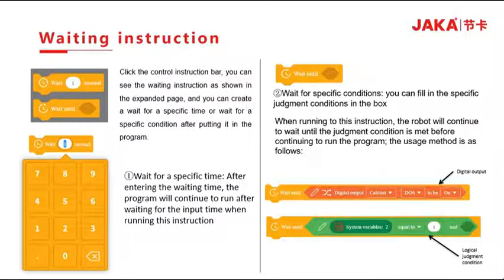The second is to wait for a specific condition. You can fill in a specific judgment condition in the input box. When the instruction is executed, it will continue to wait, and the program will continue to run only when the condition is met. The usage method is as follows. First, you can wait for a specific digital input signal, and second, you can also wait for a logic judgment condition.